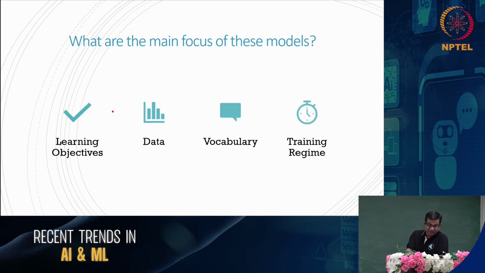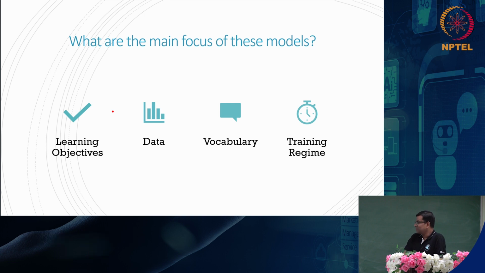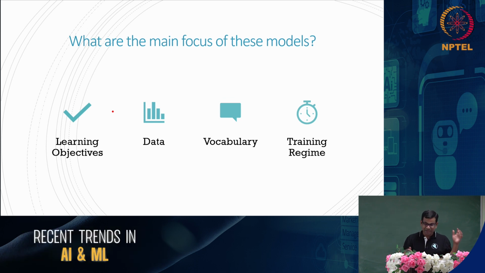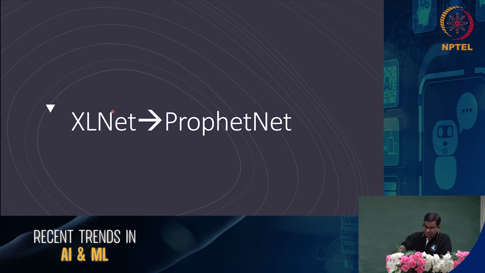Now, these models primarily differ in 4 different areas. One is the learning objective, what objective function they are trying to achieve; the data, how much data you are pumping into the model; and the vocabulary. Vocabulary means the number of tokens that you are using. And the training regime, like what kind of training, how long you are training, all those training hyperparameters. Now, so that's the basic introduction of where we are.